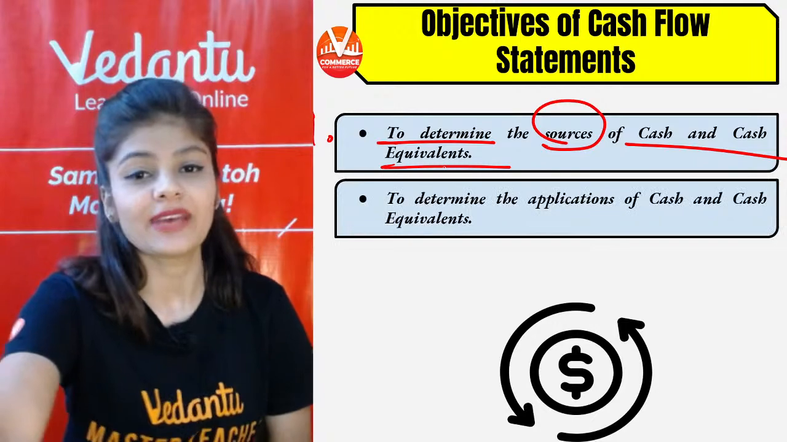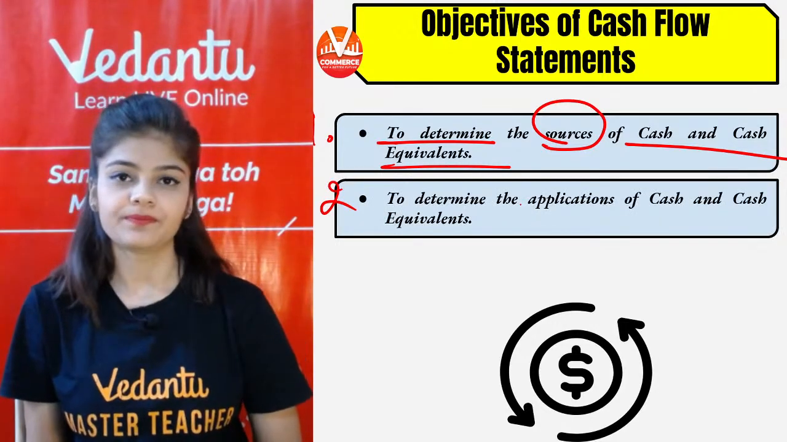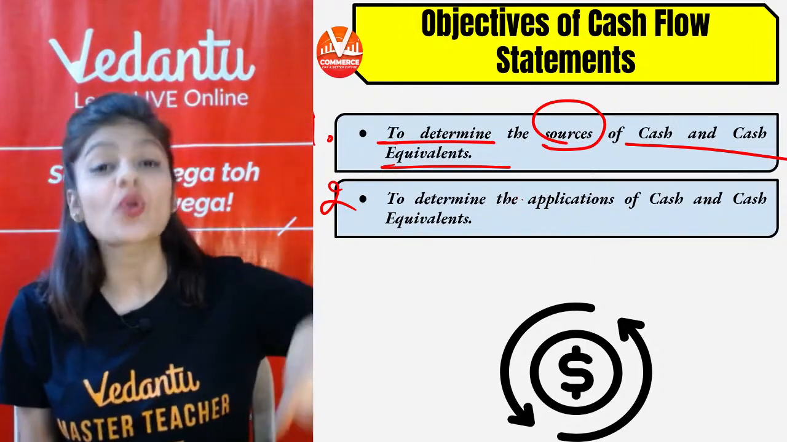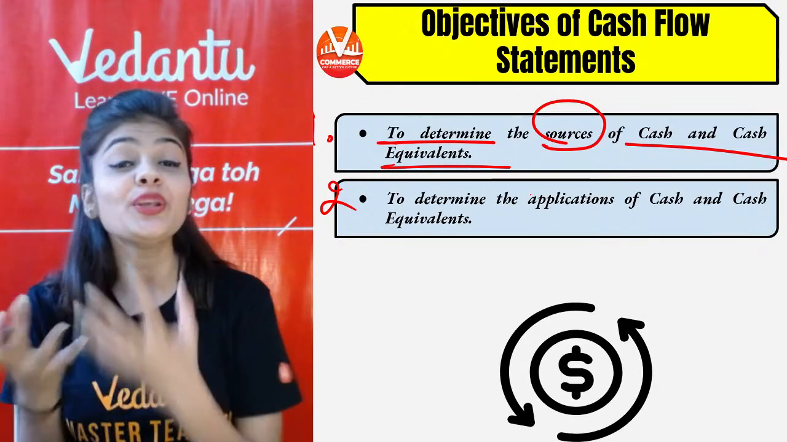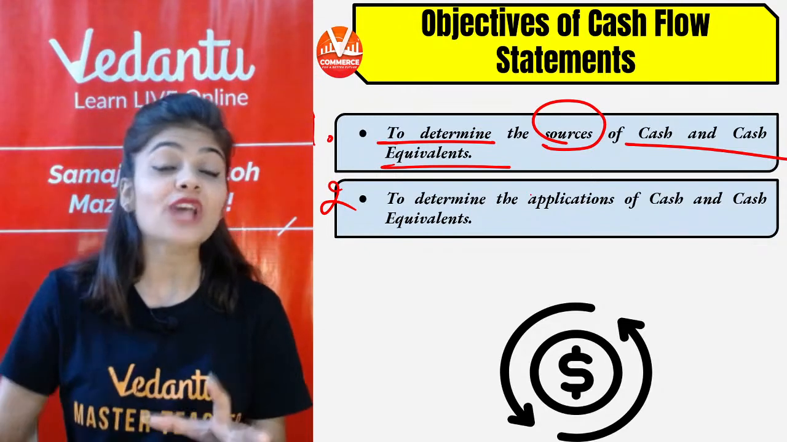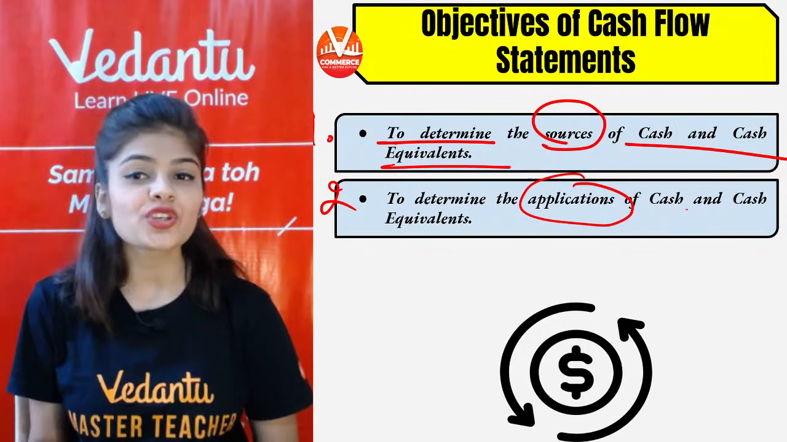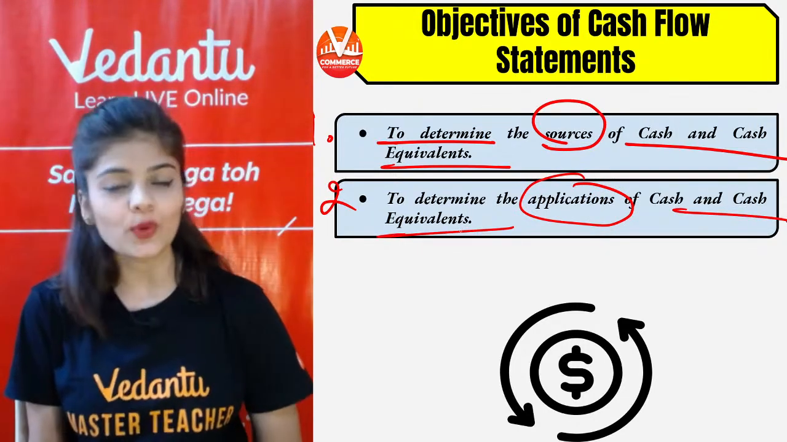Second objective is to determine the application. In the first objective we have identified the sources. Now we also want to know where we are using this money. So आपको ये भी तो देखना है ना कि पैसा जा कहाँ रहा है. So to determine the application of cash and cash equivalent, you will prepare cash flow statement.